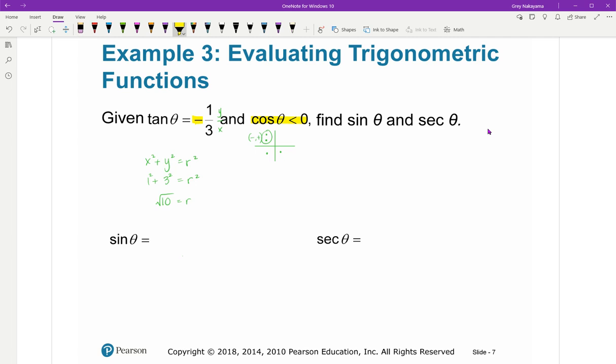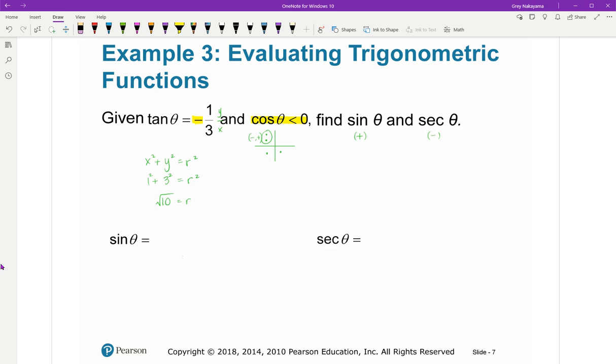And in the second quadrant, x is negative and y is positive. So that means that the sine, the y-coordinate, will be positive. The secant is the reciprocal of the cosine, so it will be negative. So you can go ahead and answer that part of it, but we'll go ahead and finish.